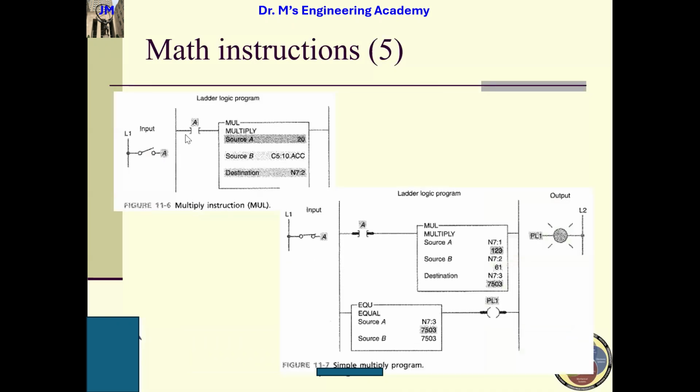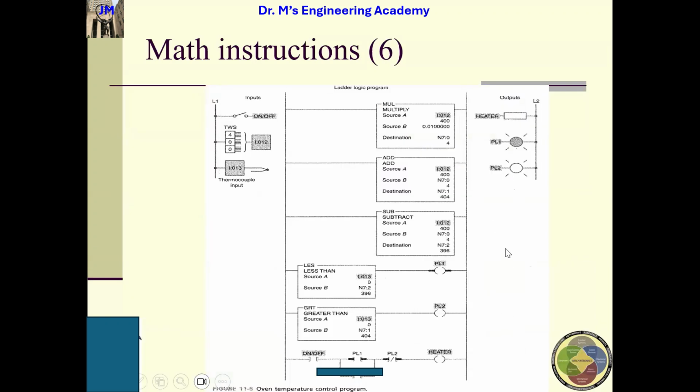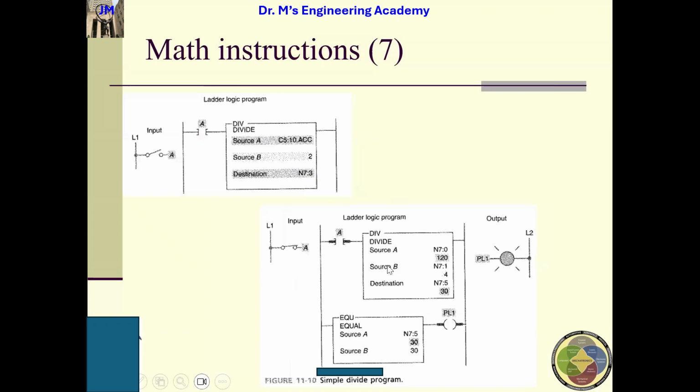For multiplication, you can press this button to multiply 20 with this ACC value and put the product into this destination address. If you press this A, you can multiply them, and if these two are equal, the pilot light will be turned on. So for the math instructions, this one I'm going to omit, and you can just take a look at it.